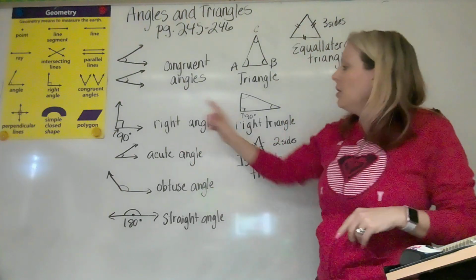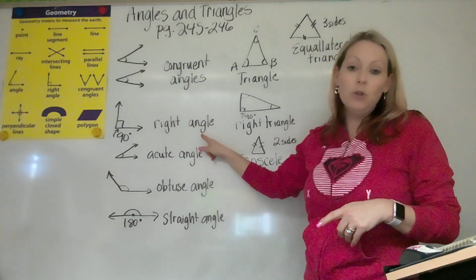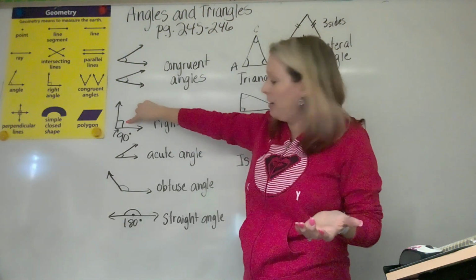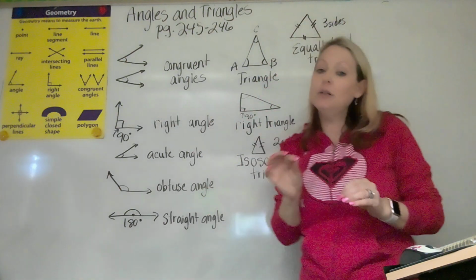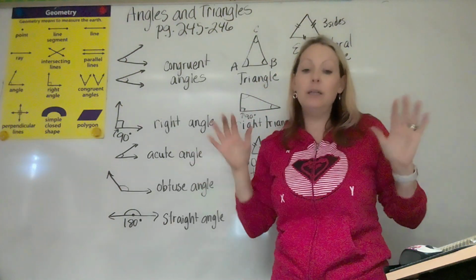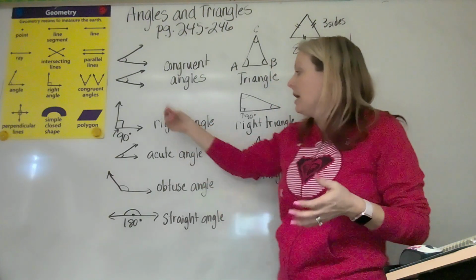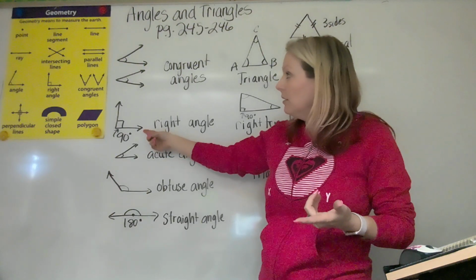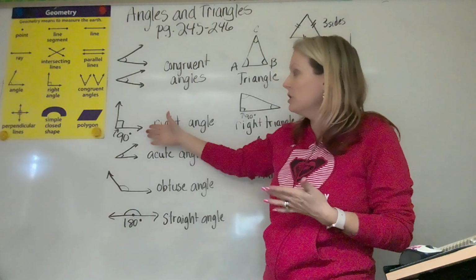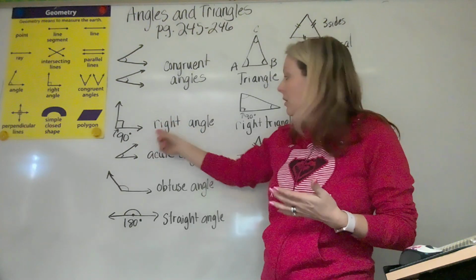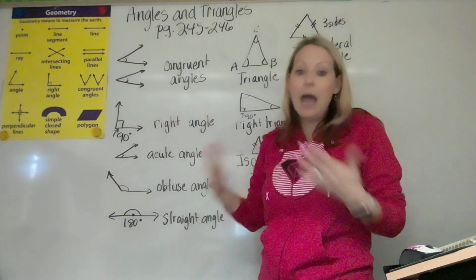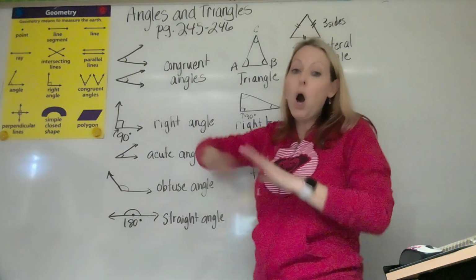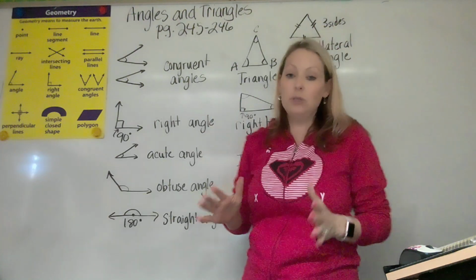Then when we have our right angle, don't forget that the little box indicates a 90-degree angle. Every time you see that little box, you know automatically it's 90 degrees. If I were to ask what the angle of this figure is, you would say it's a right angle and it's 90 degrees automatically because you see that square. You will always know that angle is 90 degrees no matter what.